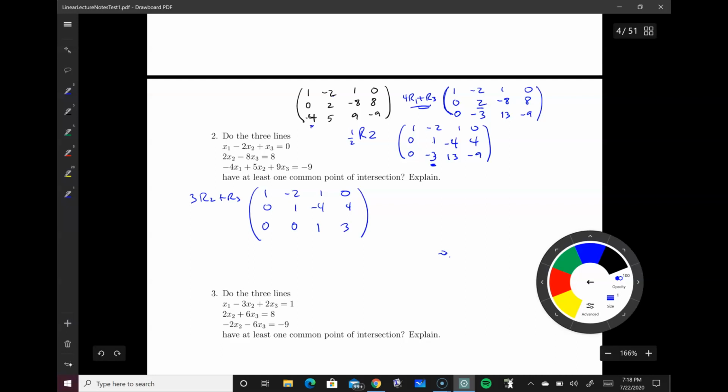Okay, remember, what is the question? Is there a common point of intersection? There is. I can see my triangle of zeros here. Not that you have to write this out, but I can see this is saying x3 is equal to 3, and then x2 and negative 4x3 is 4. So yes, there is a common point, a unique solution I can see, so it is consistent.